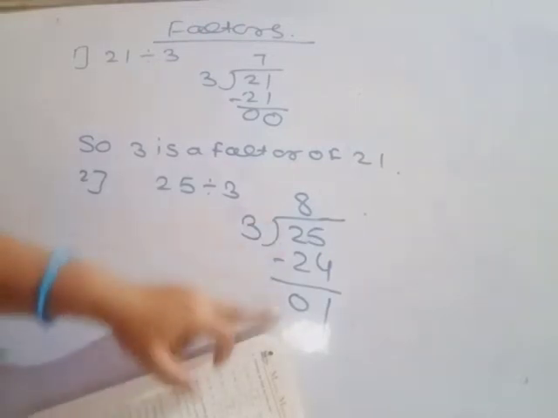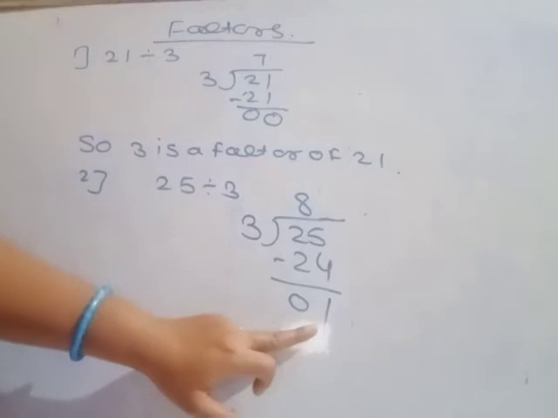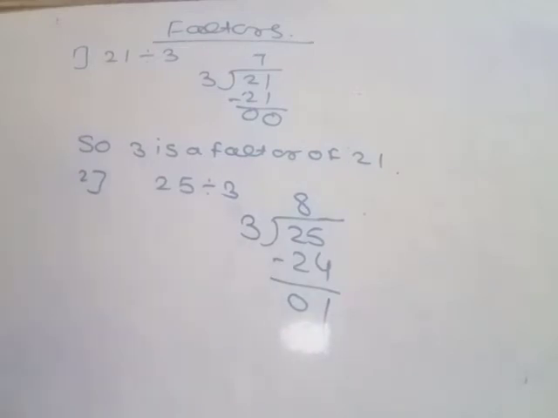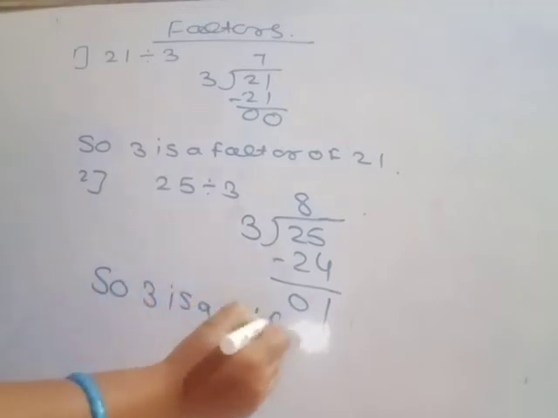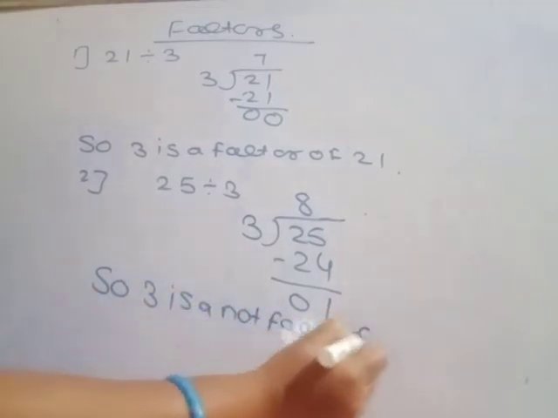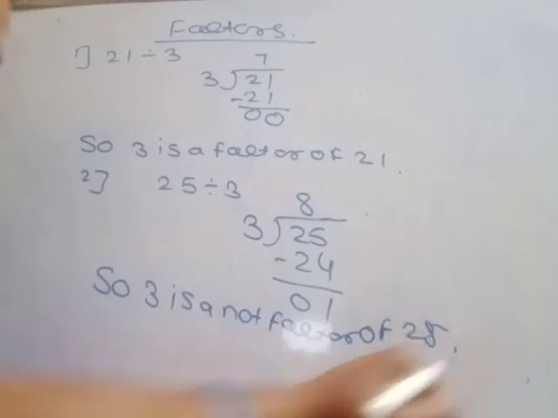This 3 does not divide exactly here. The remainder is 1. Therefore, it does not divide 25 exactly. So, 3 is not a factor of 25. Then you write the answer below: 3 is not a factor of this 25 number.